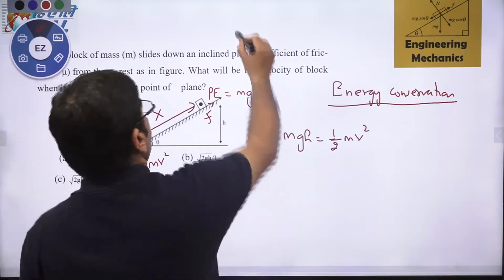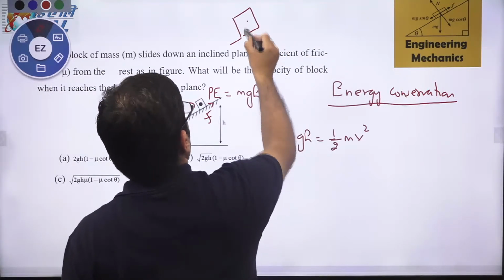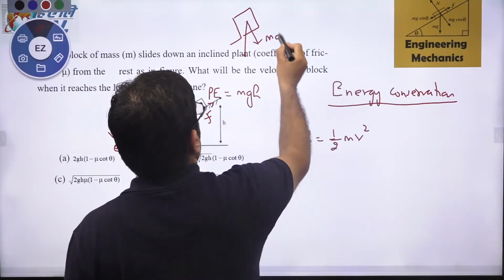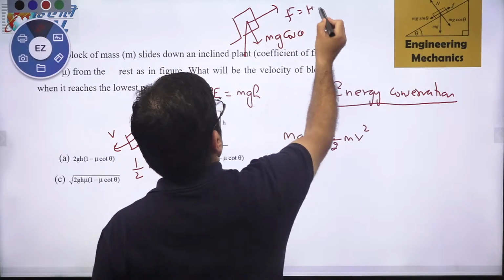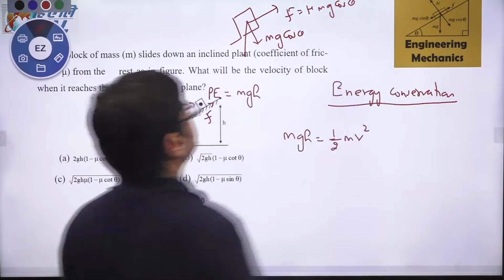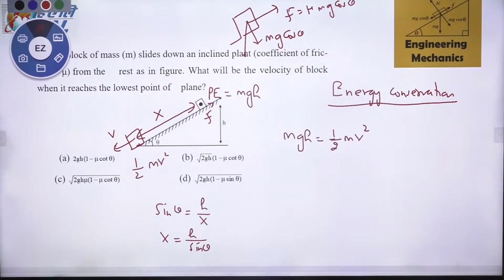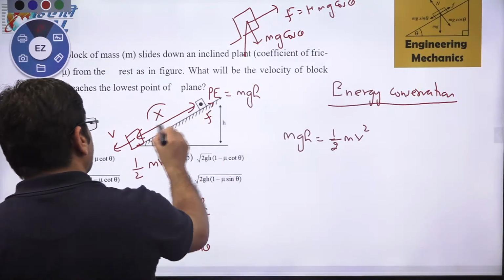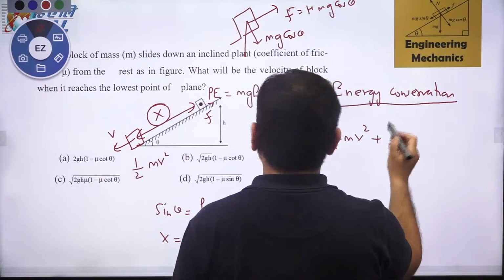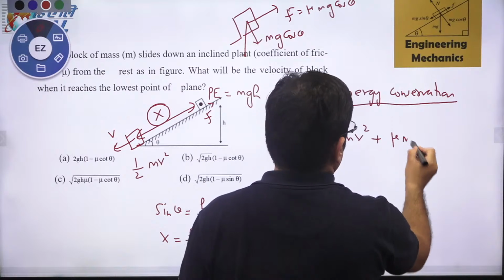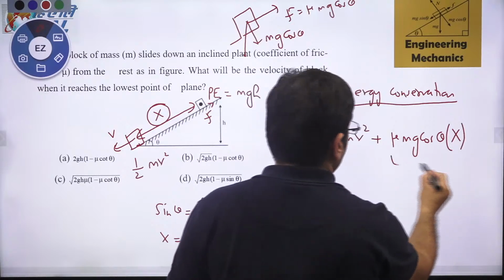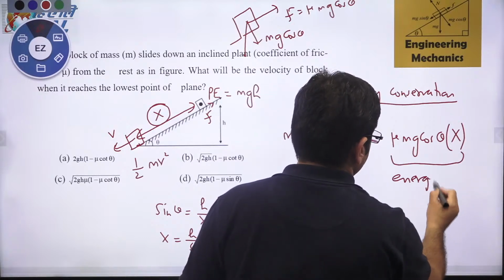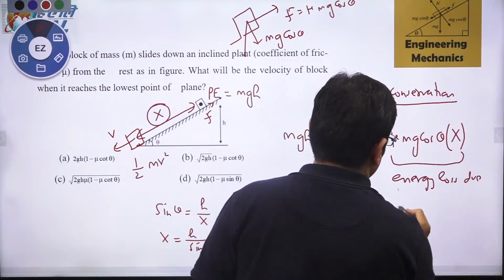How much is the friction force acting on this body? We have just now calculated. The normal is mg cos theta and the friction force is mu mg cos theta. Now this friction force multiplied by x is the friction loss. So mu mg cos theta into x is the energy loss due to friction.